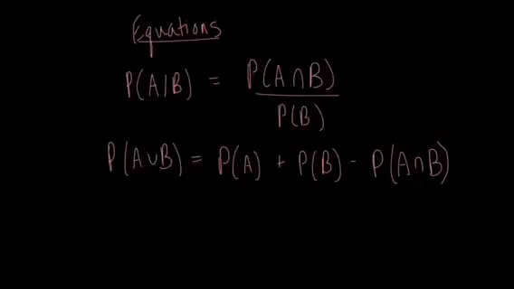The first equation here is the probability of A given B. That's the probability that A will occur, assuming that B already happened. The equation is the probability of the intersection of the two events divided by the probability of the assumed event. The second equation is the equation of the union, and that is equal to the probability of the first event plus the probability of the second event minus the intersection because you've already counted it twice.